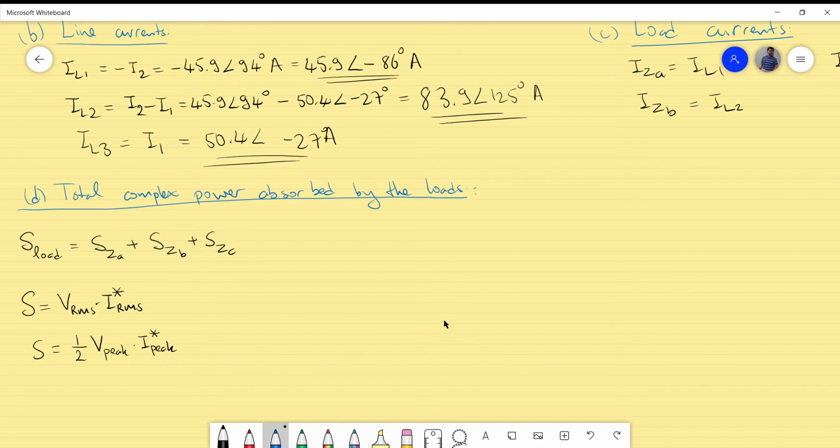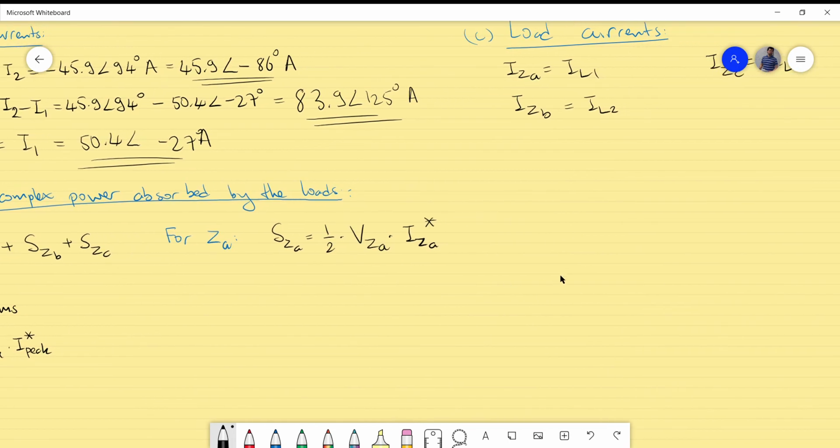So let's do that for impedance Z of A. What do I have? I have SZ of A, which is 0.5 times the voltage of ZA times its current, in complex conjugate form. But do I know VZ of A? That's the load voltages, so I need the load voltages. That's also true for this one and this one. So what are the load voltages?